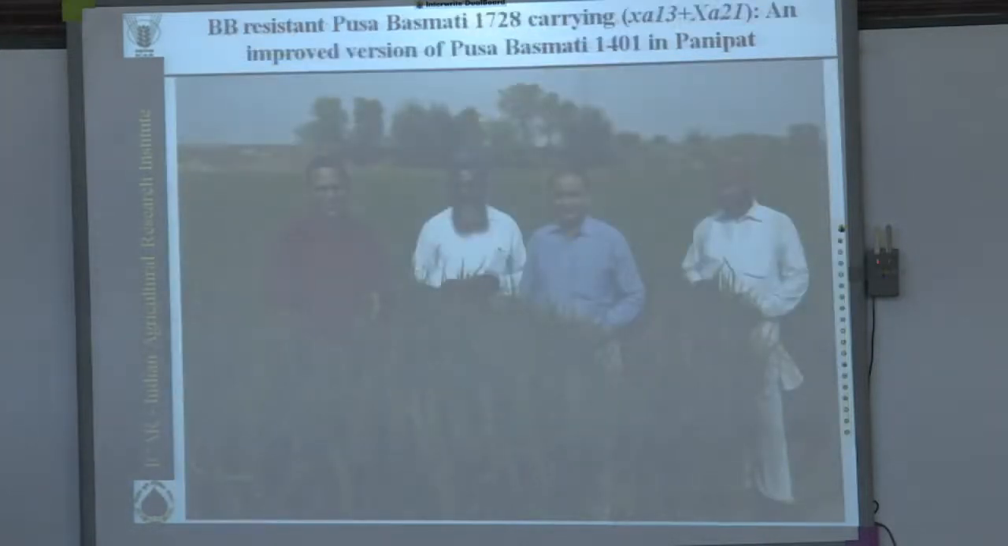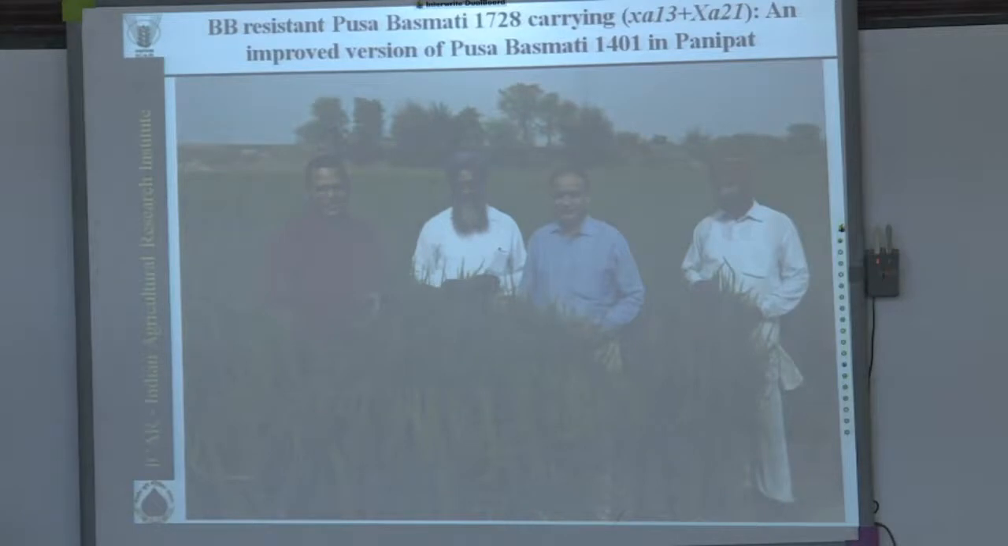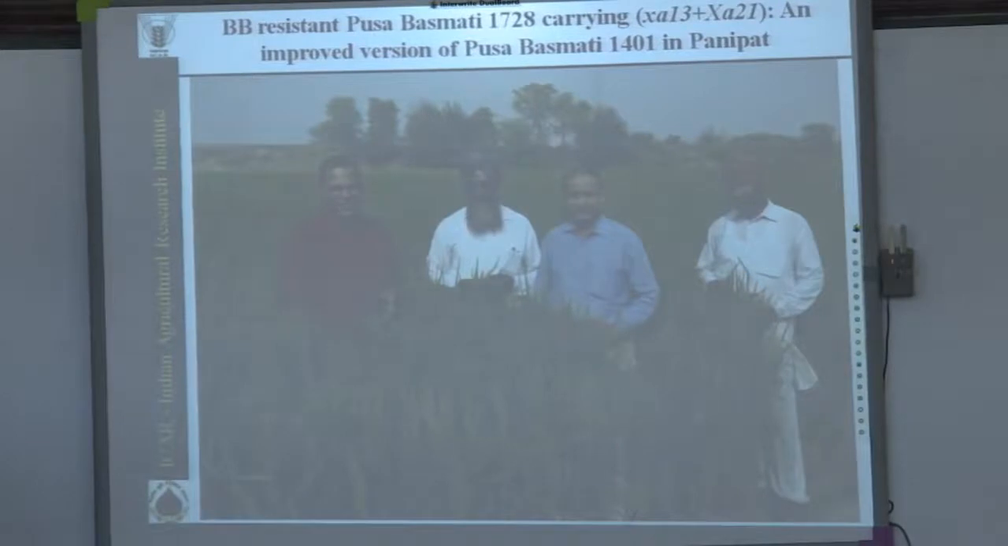Another variety we have is Pusa Basmati 1728, which is an improvement where the recurrent parents are different. So the first one, the recurrent parent, was Pusa Basmati 1. The second one was 1121, and this one is Pusa Basmati 6, in which we have transferred XA13 and XA21, and this variety 1728 has also been released for commercial cultivation.